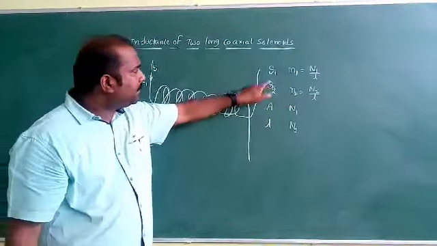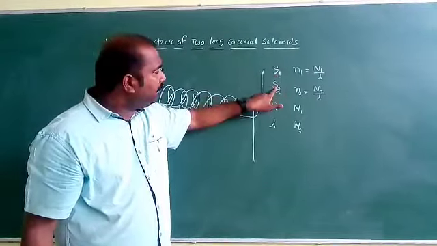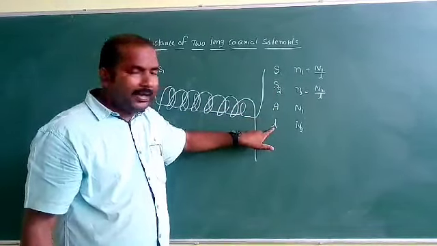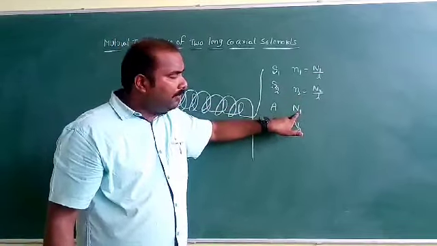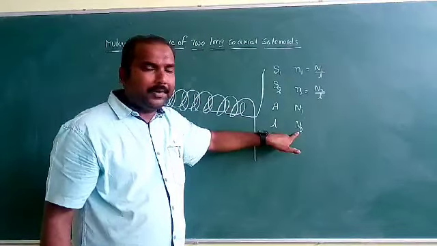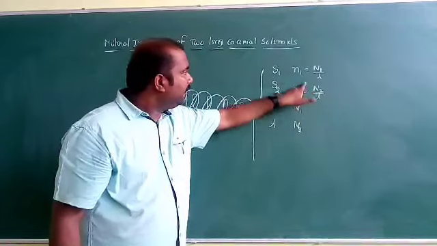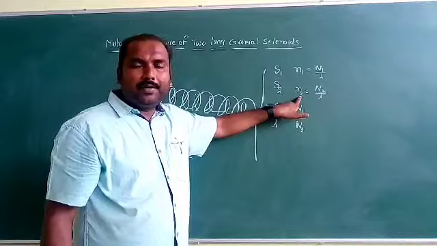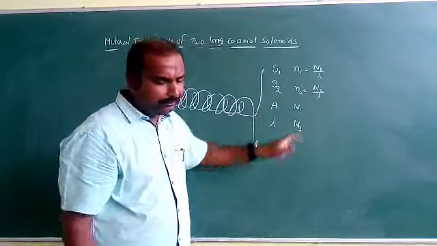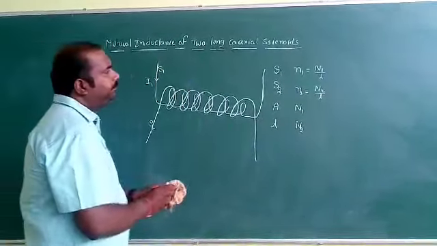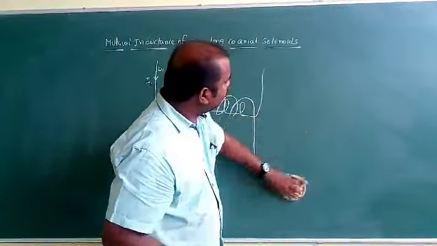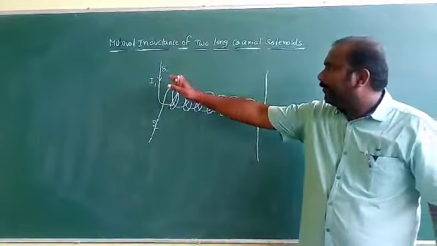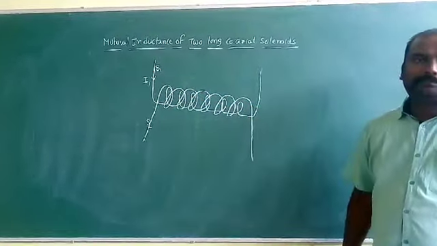Once again, S1 and S2 are solenoid 1 and solenoid 2, each with the same area A and the same length L. N1 and N2 are the total number of turns in solenoid 1 and solenoid 2, and small n1 and small n2 are the number of turns per unit length of solenoid 1 and solenoid 2. Now, suppose the current I1 is passing through solenoid 1.